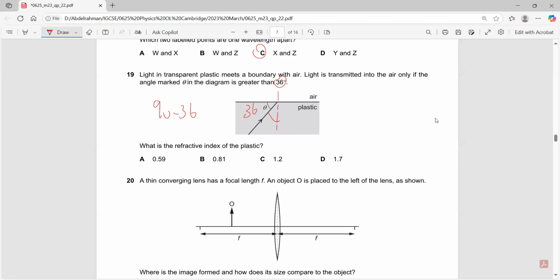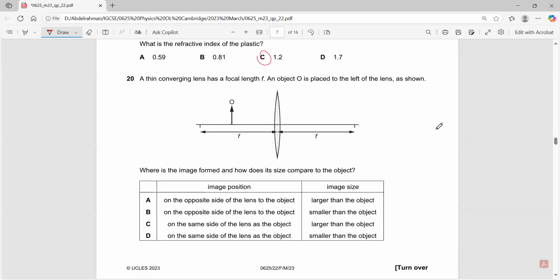Can I find the refractive index if I have the critical angle? Yes, n equals 1 over sine c, which is 1 over sine 54, which is 1.2.